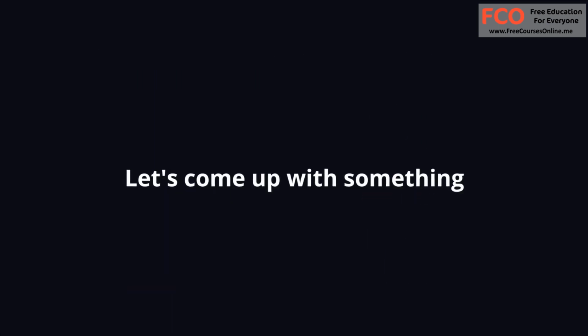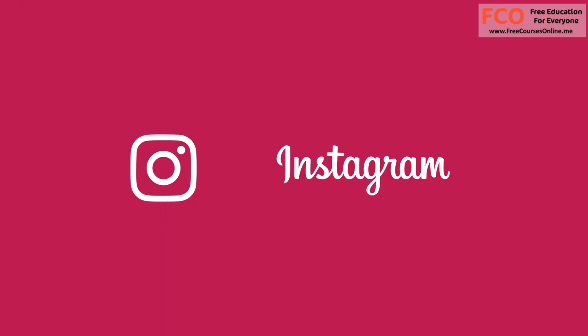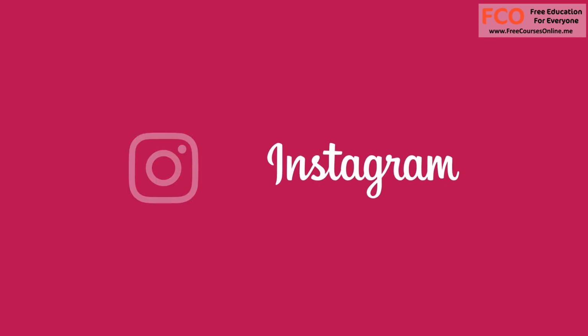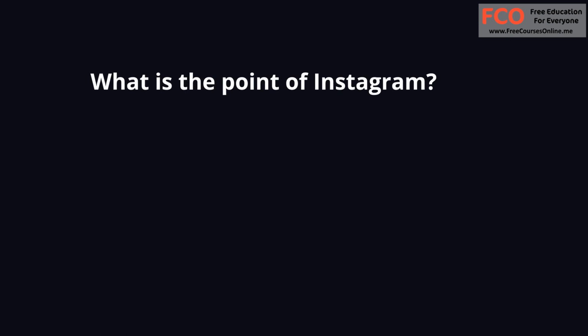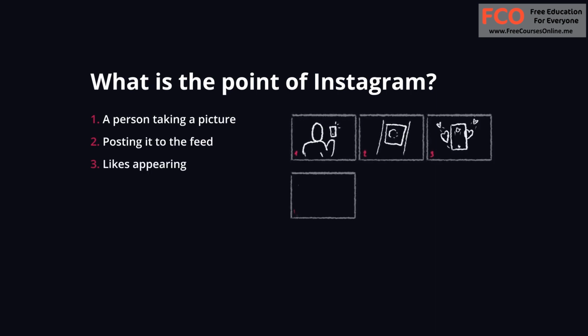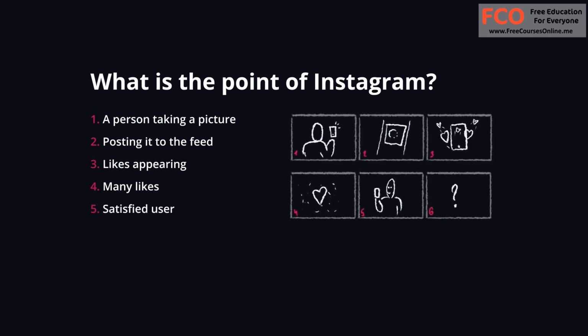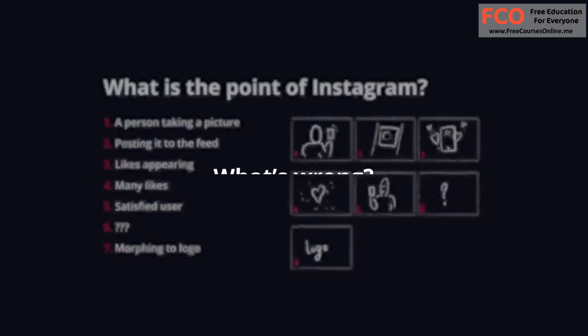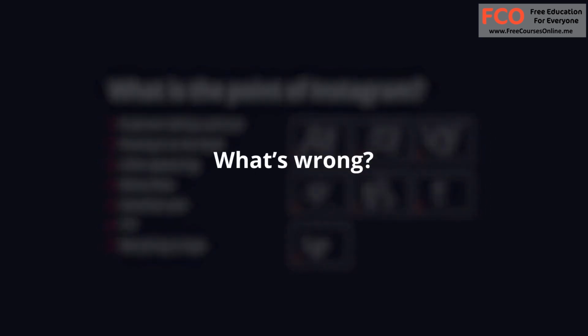As an example, let's think about how we could animate Instagram's logo. Not this icon, but the text. What is the point of Instagram? First of all, a person taking a picture, posting it to the feed, uploading the photo, likes appearing, many likes, satisfied users, some kind of seamless transition to the text. That's the whole story. Why it isn't good enough for our task.